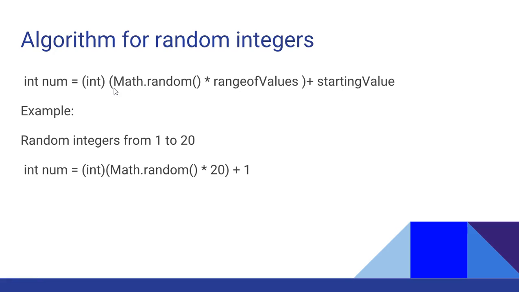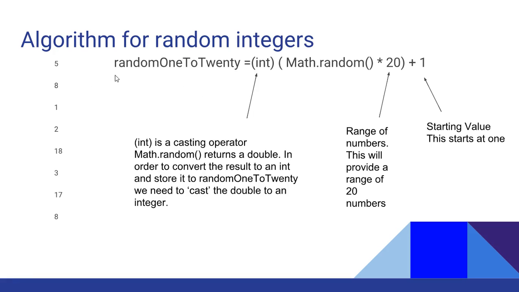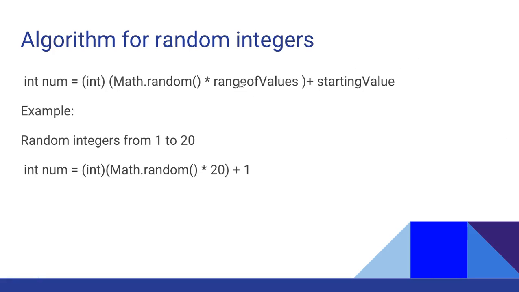I am going to take Math.random, multiply it by the range of values that I want, and then add the starting value. That's my little algorithm. In order to make sure that I have integer values, I have to take the whole expression here that would return a double, and I have to cast it using int.